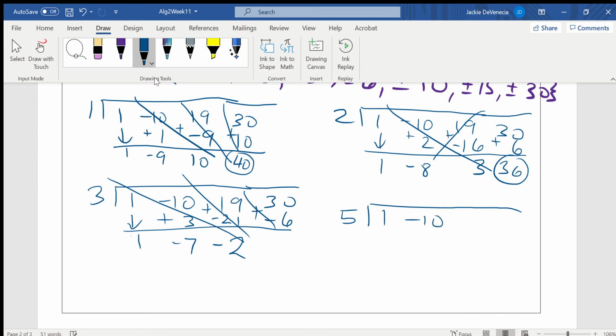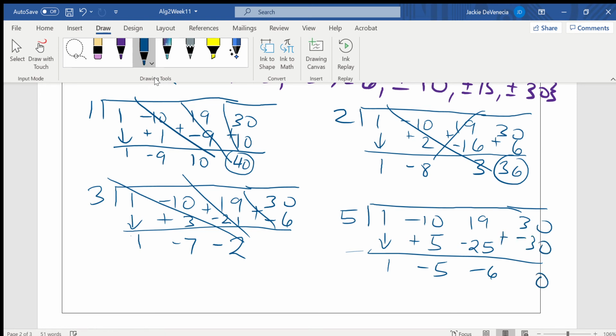So 1, -10, 19, and 30. Bring down the 1, 5, add them, -5, -25, and then over here, -25 plus 19, that's a -6. Then 5 times -6 equals -30. You add these two, it gives you a 0. Okay, good, I found it. It's going to be 5. 5 is an actual answer.